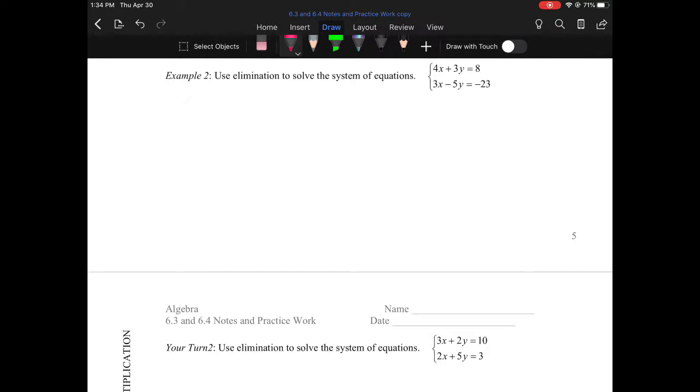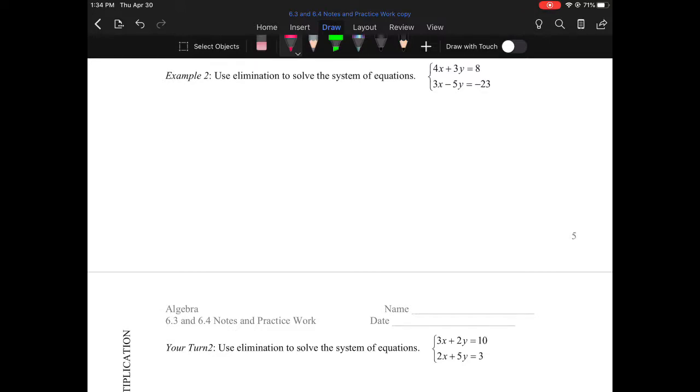Now you do have two options here. You need to make a decision. Do you want to eliminate your x values or eliminate your y values? One person could eliminate x, the other person eliminate y. The equations would look completely different, but their final answer should be exactly the same.